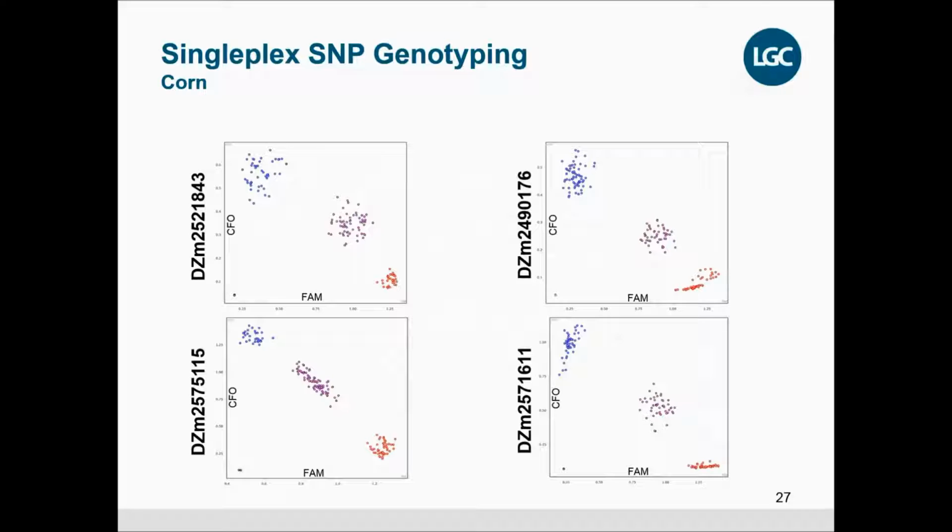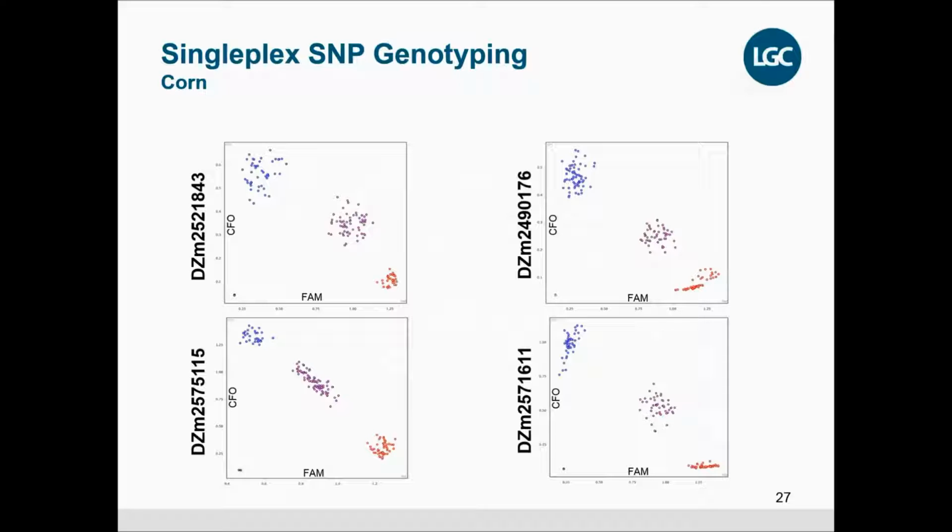To identify these SNPs, we again looked in the literature and found a publication where they had identified highly polymorphic SNPs, and we picked these not to be associated with any specific traits of interest, purely just because of their polymorphic nature, and we wanted to use them to demonstrate instrument and assay performance.